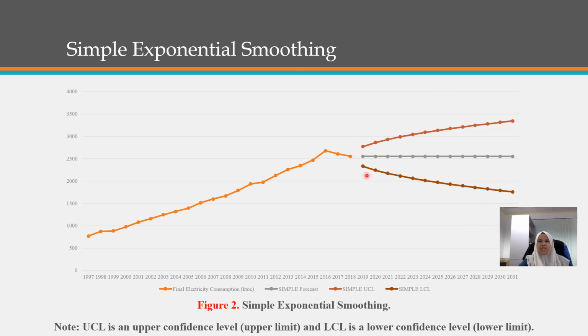So we can see here the three dotted lines. The first one is the upper limit of the forecasted value, and then this is the lower limit of the forecasted value, and then this is the best forecasted value for simple exponential smoothing. Or we can say that the forecasted value could fall under this region.